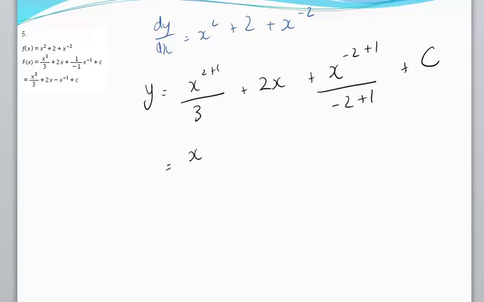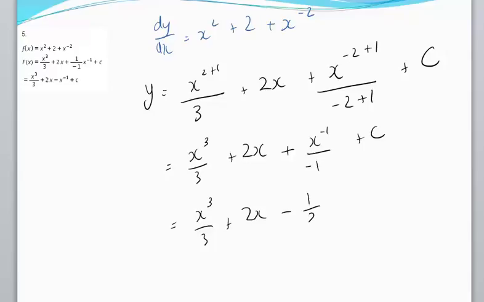So here we have x cubed on 3 plus 2x, and here we've got x to the power of minus 2 plus 1 becomes minus 1. Here, minus 2 plus 1 is minus 1, plus our constant c. We'll keep it as plus, that is our minus 1 there. Here we've got x cubed on 3 plus 2x minus x to the power of minus 1. So we're going to say 1 on x, or we could leave it as x to the power of minus 1, plus our constant c.